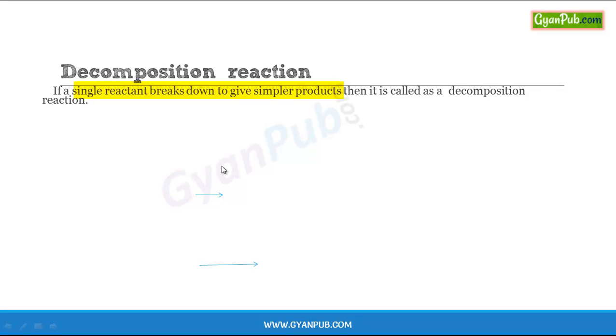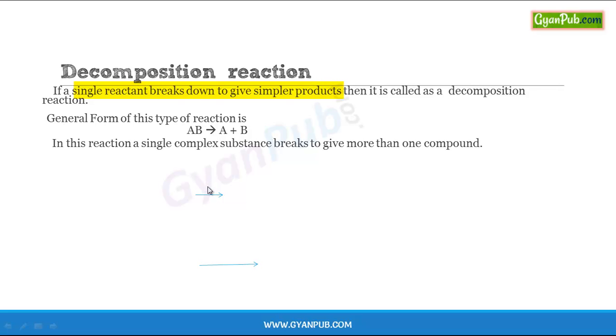Here, a complex single substance breaks down to form simple products, and the general form of this type of reaction is AB gives A plus B. Here AB is a single reactant and it is separated into A and B in the products. This type of reaction, in which decomposition takes place, is called a decomposition reaction. The complex substance breaks to give more than one compound, so we obtain more than one compound from a single compound.